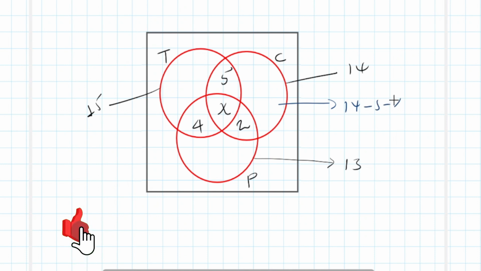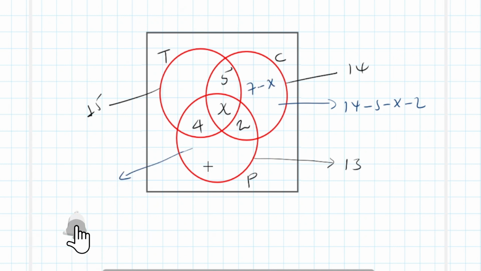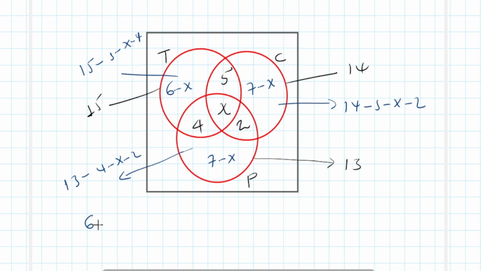14 minus 5 minus X minus 2. And this region is the number of students who have cell phone only. So we can get 13 minus 4 minus X minus 2. This region is the number of students who have tablet only. So how can we find X? 6 minus X plus 5 plus 4 plus X. So the value of X is 2. Now we can answer all questions.